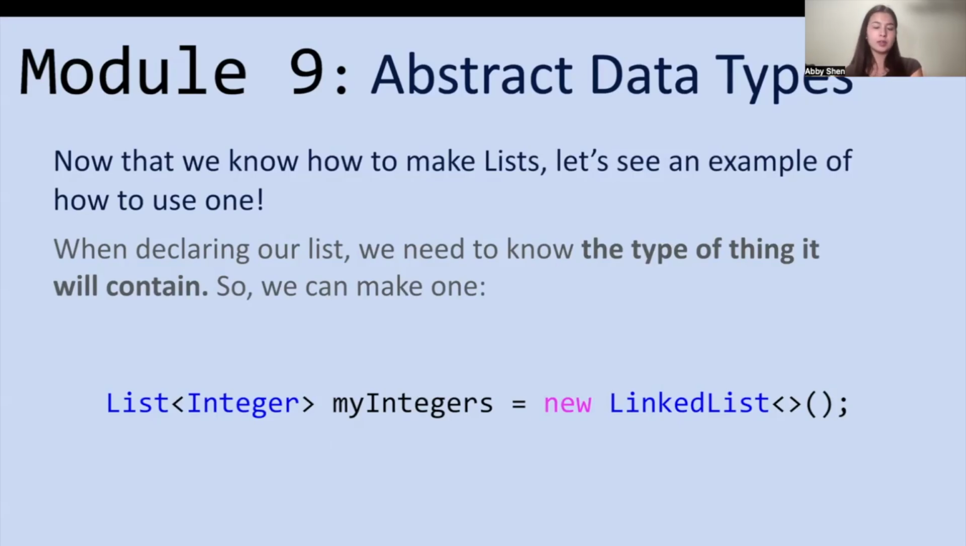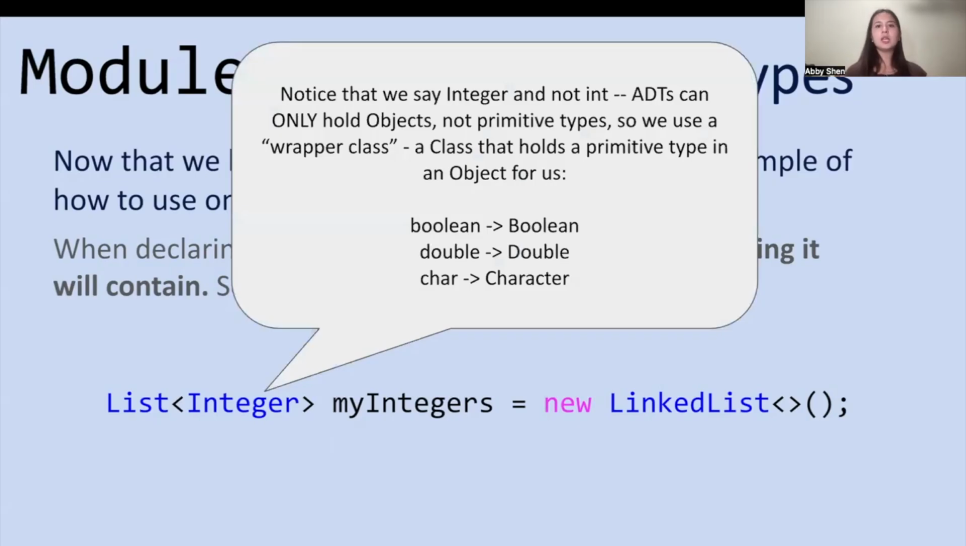And then parentheses. One thing you'll notice is that we say Integer instead of just int. Abstract data types can only hold objects, not primitive types. If you'll remember, int, boolean, double, and char are all primitive types. So we use a wrapper class, which is a class that holds a primitive type in an object so that it can be used in these abstract data types. Just remember that when you're using integers, booleans, doubles, and chars, it'll be Integer, Boolean, Double, and Character written out, with capital letters.